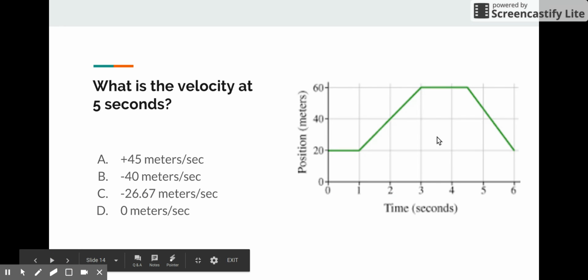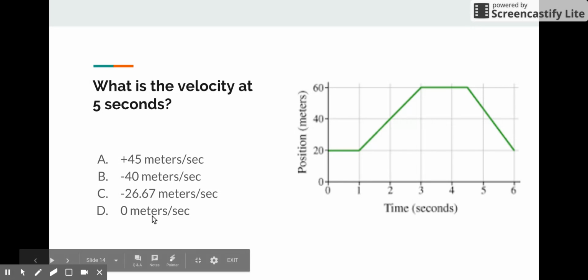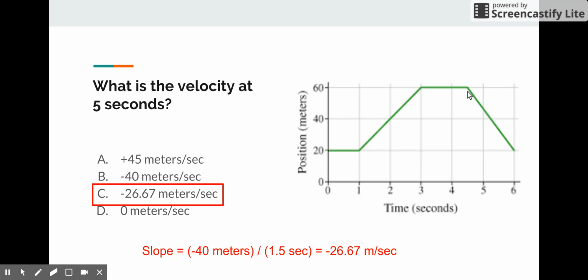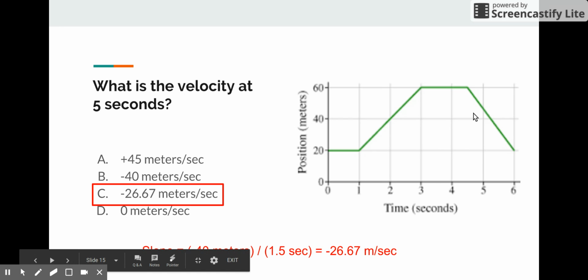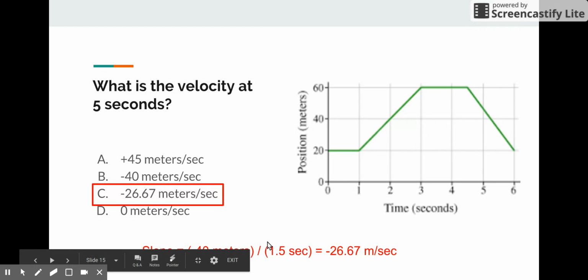A position time graph is given on the side here. According to it, what is the velocity at 5 seconds? We can find velocity from the slope of this position time graph. So at 5 seconds, right, we are in this region here. If we do our rise over run, we go 40 meters backwards in 1.5 seconds, which leads to a slope of negative 26 2/3 meters per second.